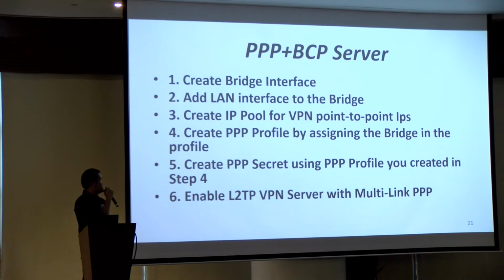This is the PPP BCP setting. Roughly, we can create a bridge interface, add the LAN interface to the bridge, and create an IP pool. Creating an IP pool is another option. We have many channels, so we use an IP pool for an easier way. An IP from the pool is automatically assigned to channel 1, channel 2.